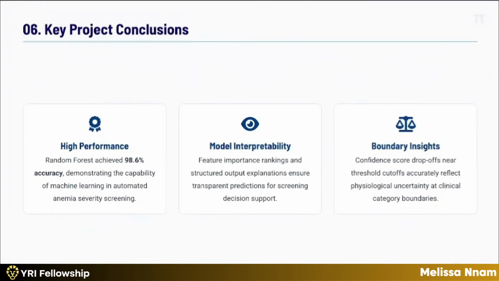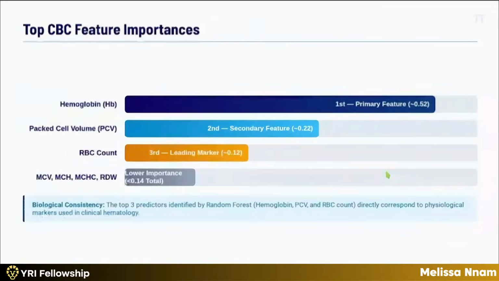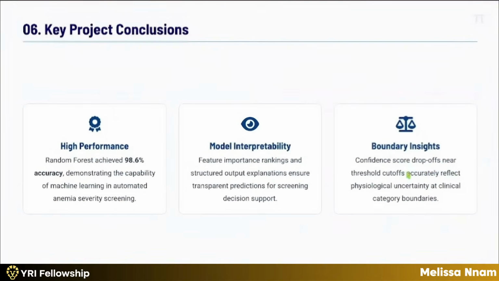Key project conclusions. Random forest achieved 98.6%, demonstrating the capability of machine learning in automated anemia severity screening. Model interpretability. Feature importance rankings and structured output explanations ensure transparent predictions for screening decision support. Boundary insights. Confidence score drops off near threshold cutoffs, as we saw in previous slides, and accurately reflects physiological uncertainty at clinical category boundaries.